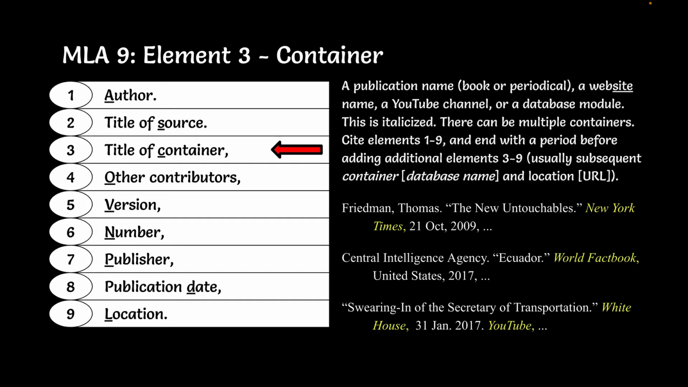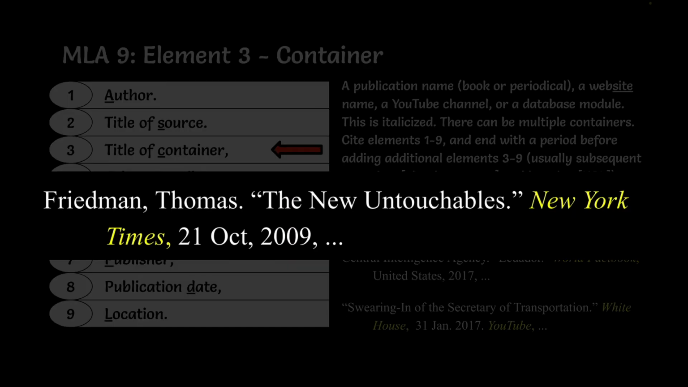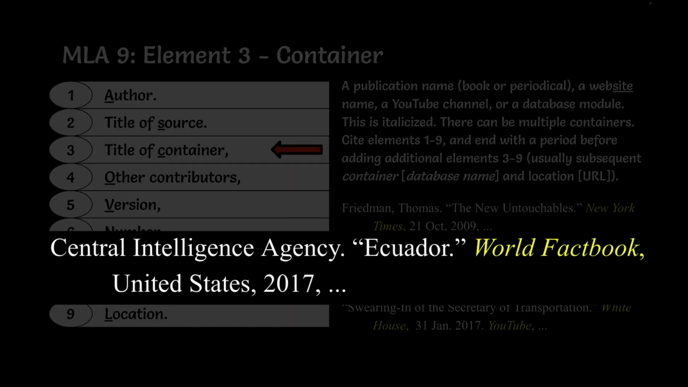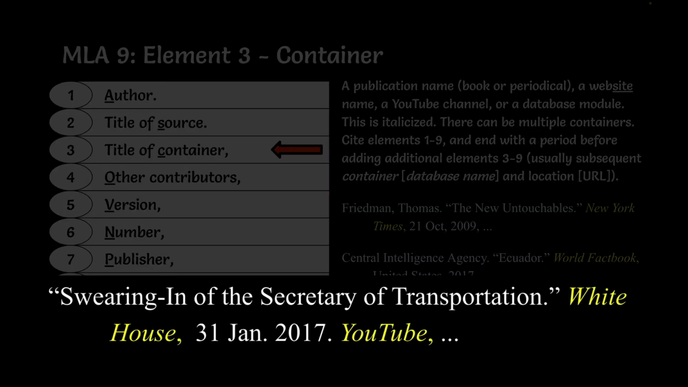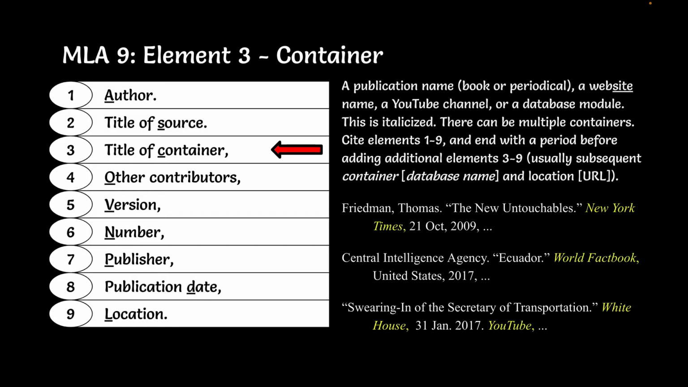The third element is the container. And we have 3 examples of a container. A container can be the publication, so a newspaper or a magazine name. It can be a website in case of the World Fact Book. And it could also be a YouTube channel. In the YouTube example, you'll see that we have 2 containers in yellow. So one is the White House and the second is YouTube. And you'll notice before introducing a second container, you must have a period, not a comma.